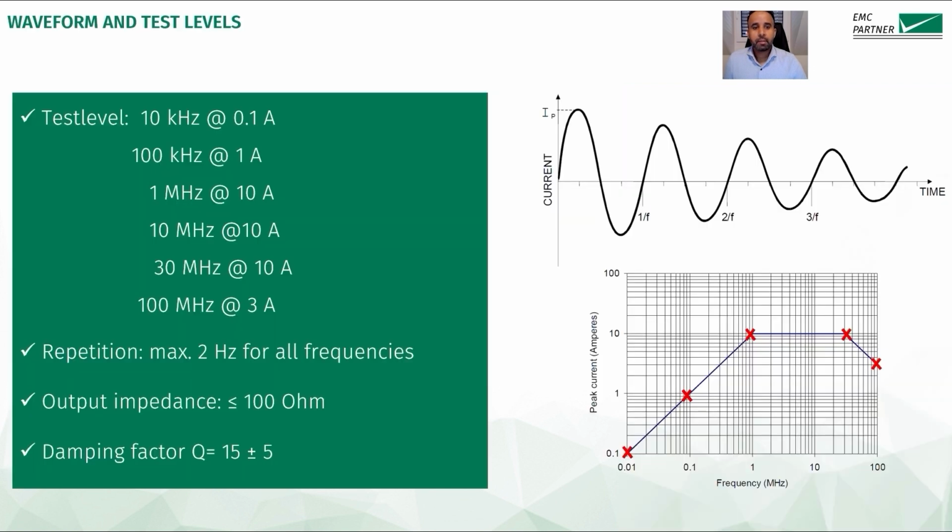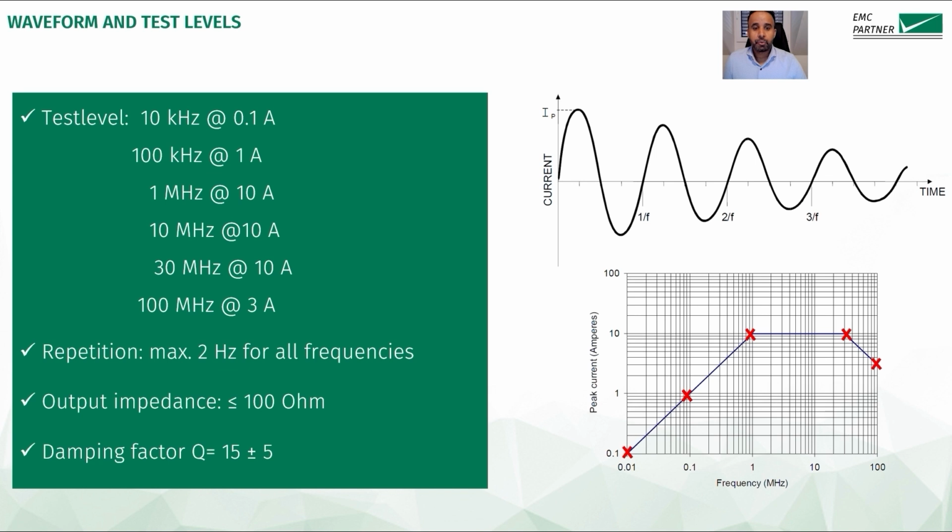So the test levels start at 100 milliamps at 10 kHz, increasing at a rate of 20 dB per decade to 1 MHz. The test level is increased to 10 amps between 1 MHz and 30 MHz, and then decreases at a rate of 20 dB per decade to 3 amps at 100 MHz.